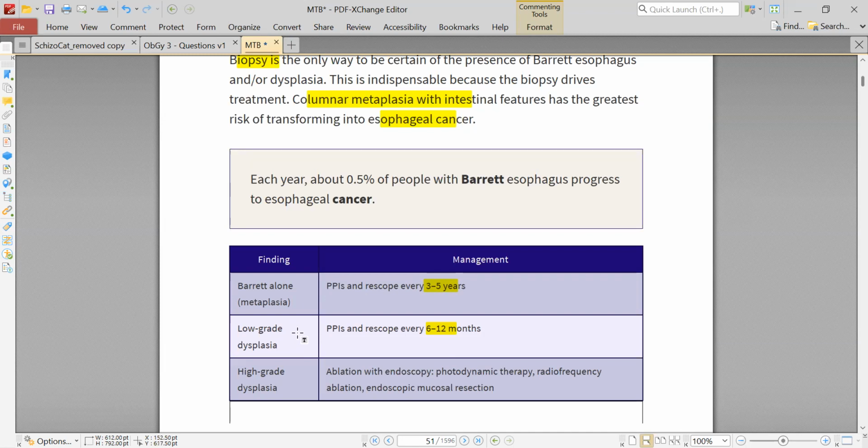If it is a higher dysplasia, then what you should do is ablation with endoscopy. That means destroying the abnormal cells with the endoscopy: ablation endoscopy, photodynamic therapy, radiofrequency ablation, and endoscopic mucosal resection.